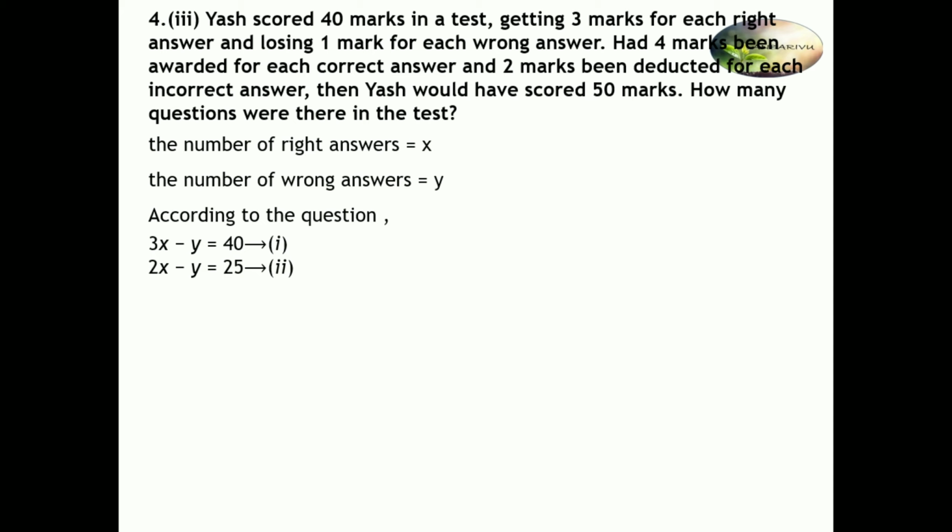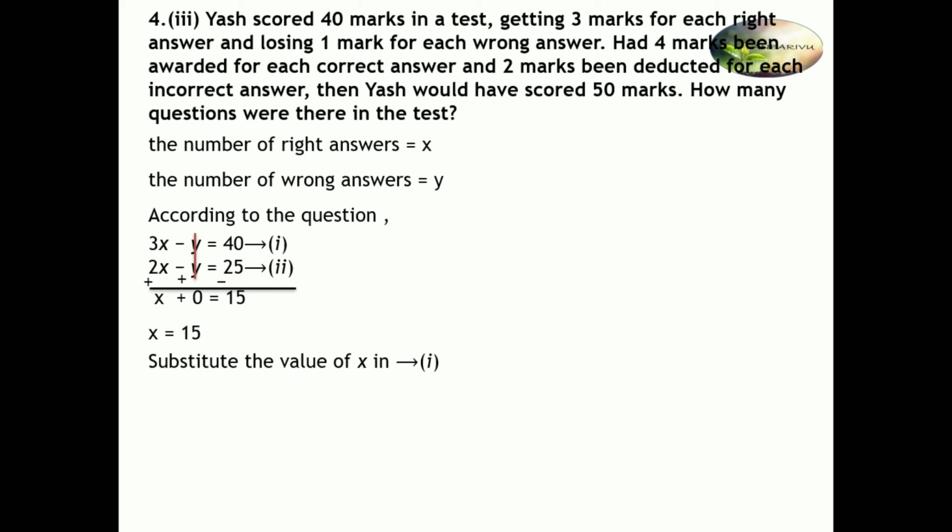Now we have to eliminate one of the variables. I am going to eliminate y. Here y already has the same sign with the same number, so I am going to change the sign. Then y will get cancelled. Then 3x minus 2x gives x, then 40 minus 25 gives 15. x is equal to 15.